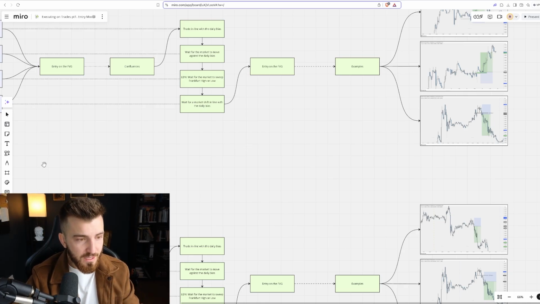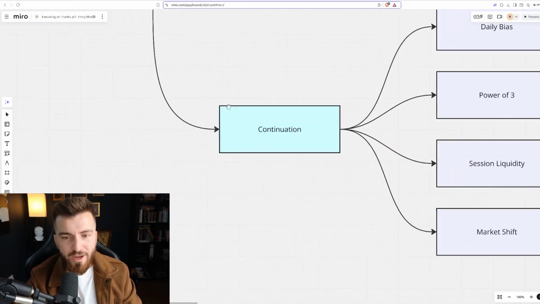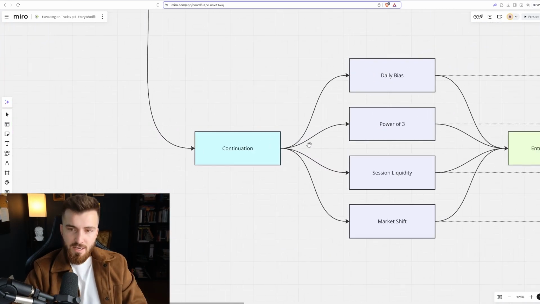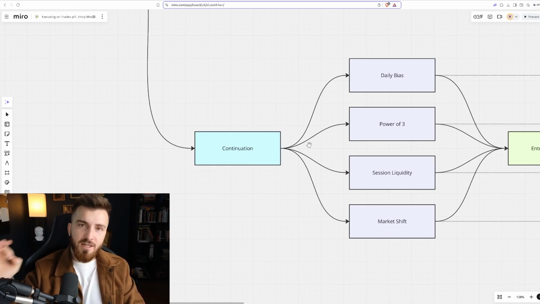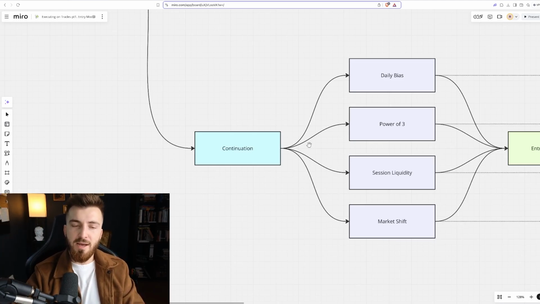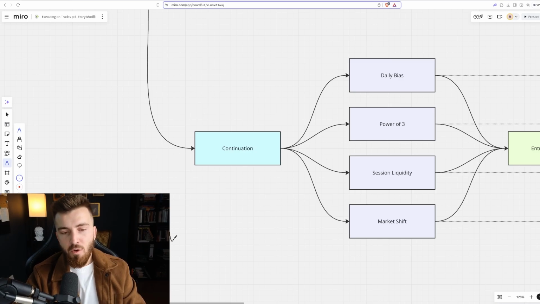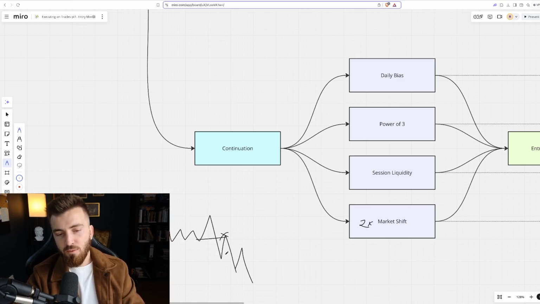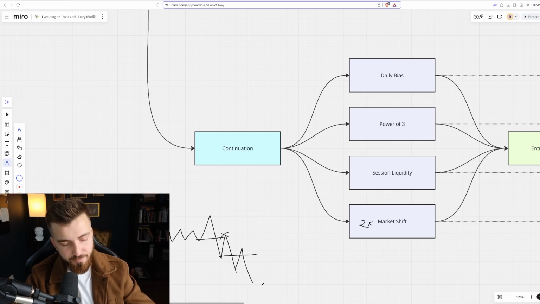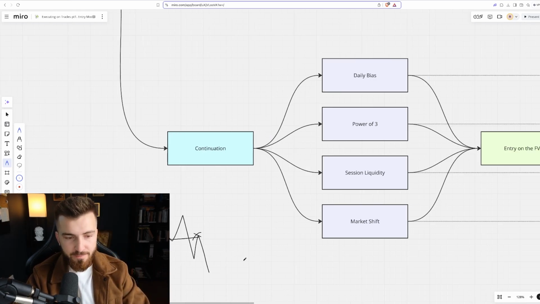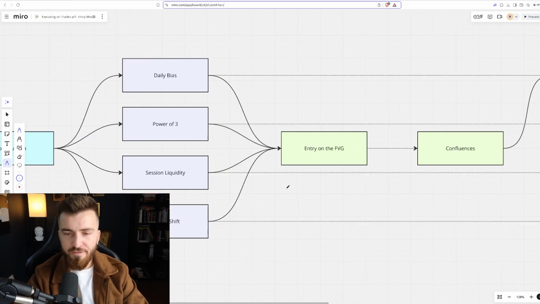So let's go now onto the continuation one. Daily bias, power of 3, session liquidity, market shift. All of these still apply. But in this case, where we have the first reversal trade, we're going to wait for two market shifts, right? So that's when we are going to take the trade on the second market shift. And then the entry is going to be on the fair value gap.